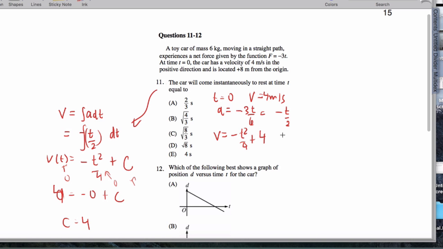So when we get a speed of 0, let's find out. 0 equals negative t squared over 4 plus 4. So t squared equals 16, so that's going to happen at 4 seconds.